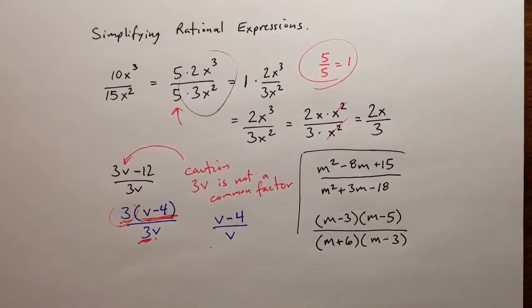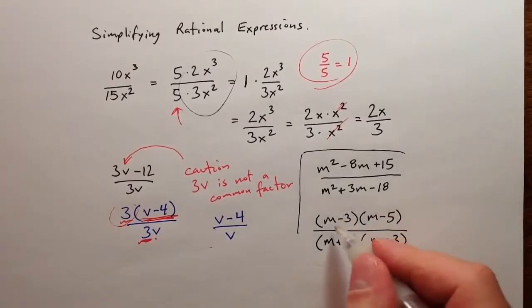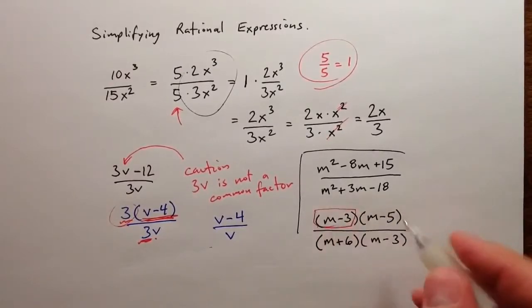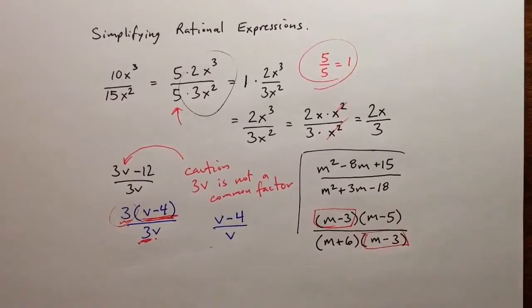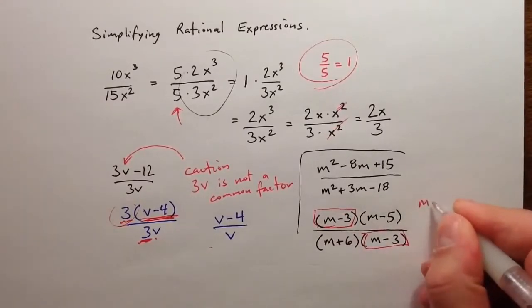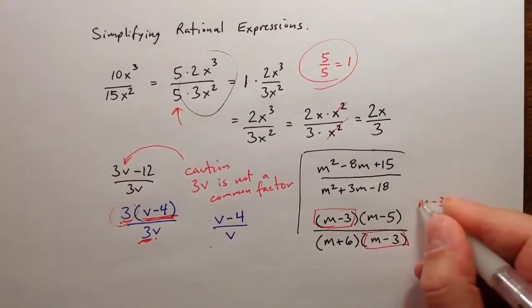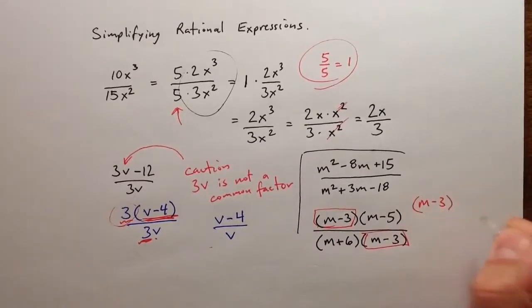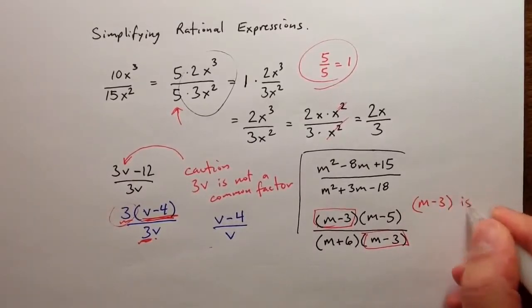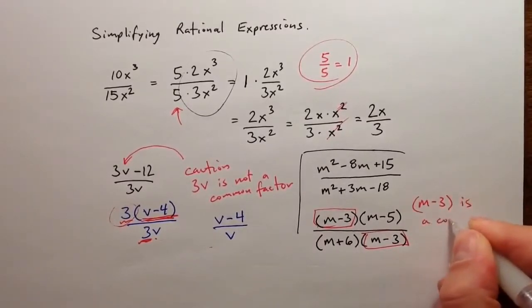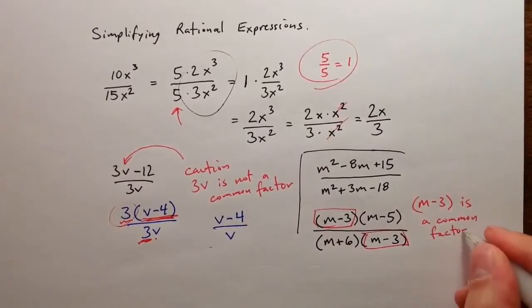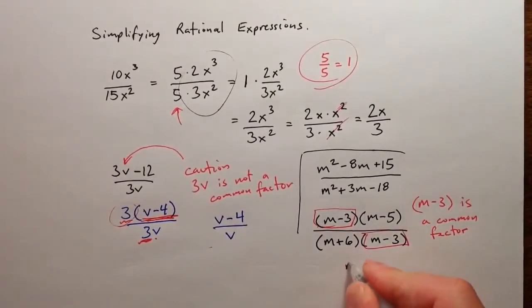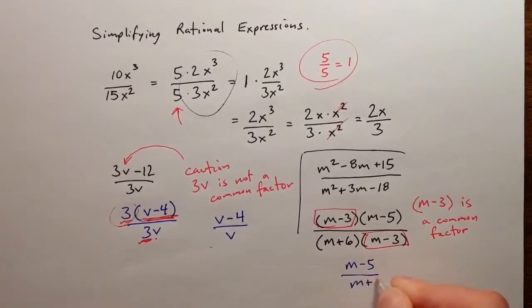So the common factor is staring us in the face. M minus 3, that whole thing altogether, is a common factor. Not just the m and not just the 3, but that whole thing in parentheses. And so I can cancel that from the top and the bottom and write the expression more simply as just m minus 5 divided by m plus 6.